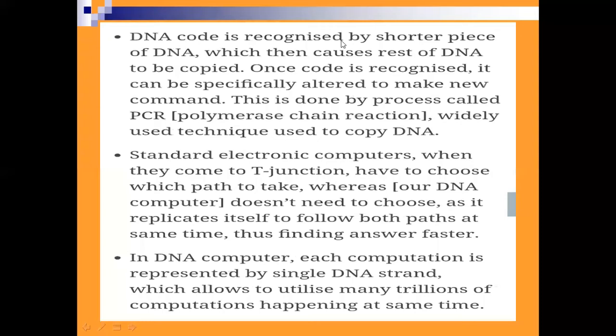The DNA code is recognized by a shorter piece of DNA, which then causes the rest of the DNA to be copied. The DNA code means codons, A, C, G, T. Once a codon is recognized, it can be specifically altered to make a new command. This is done by a process called PCR, polymerase chain reaction. PCR is used to copy the codons. It is a widely used technique to copy DNA.